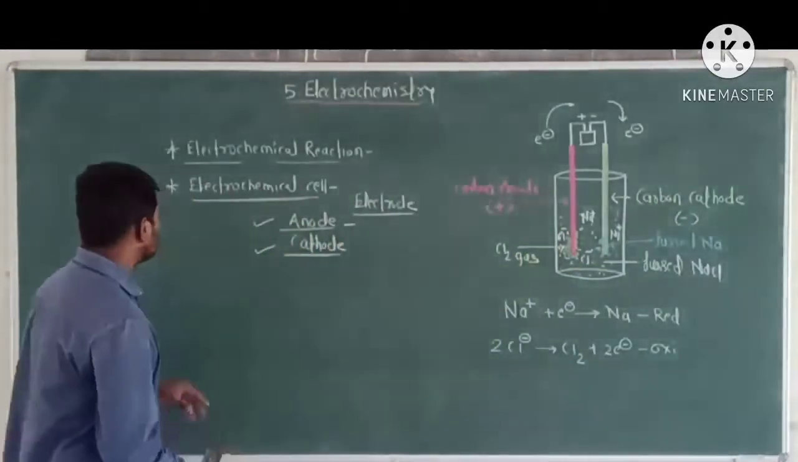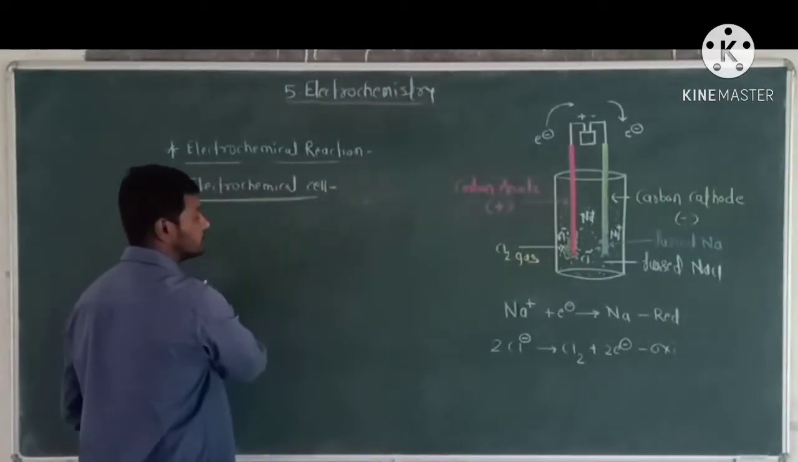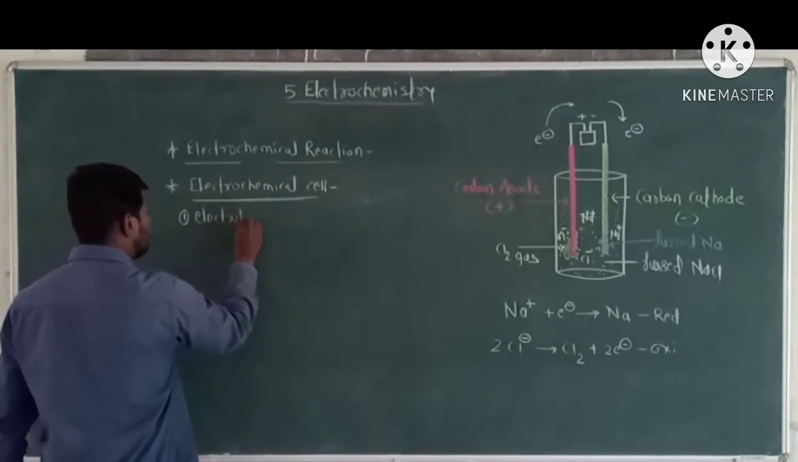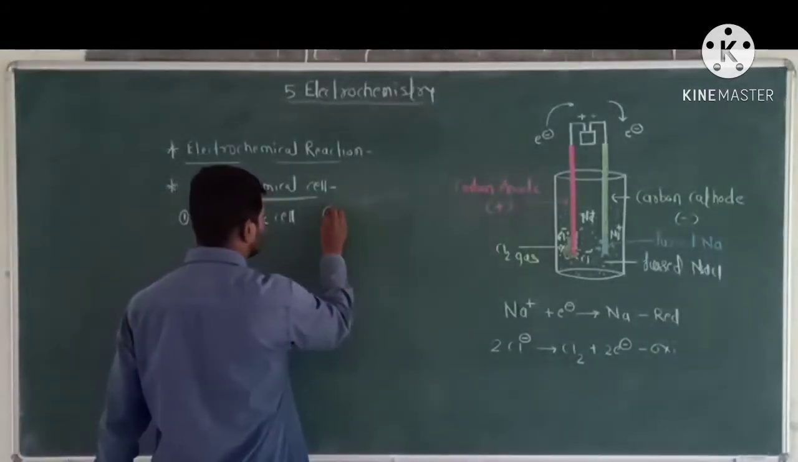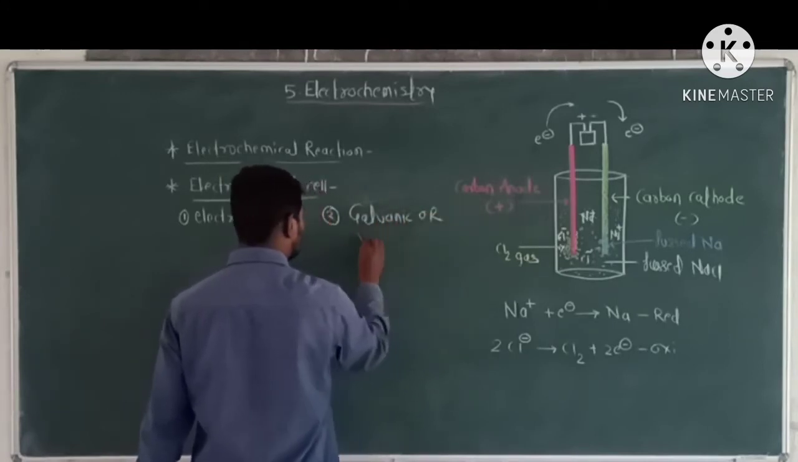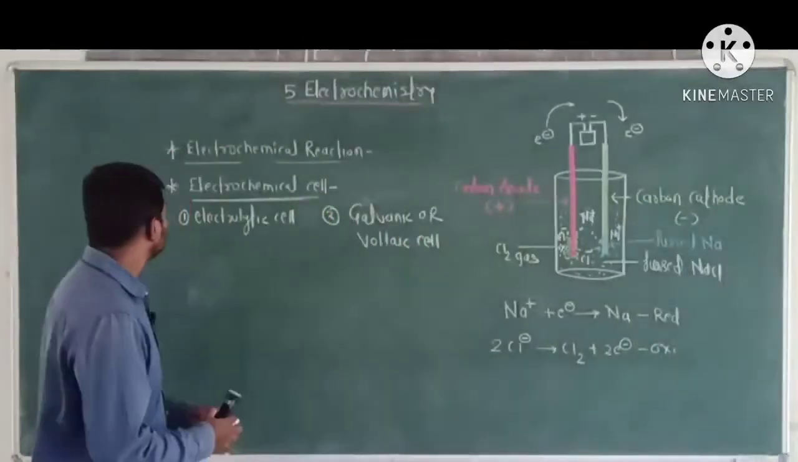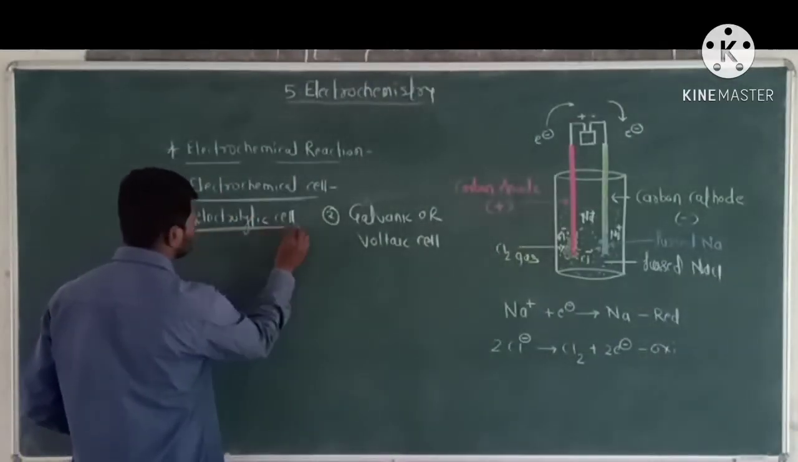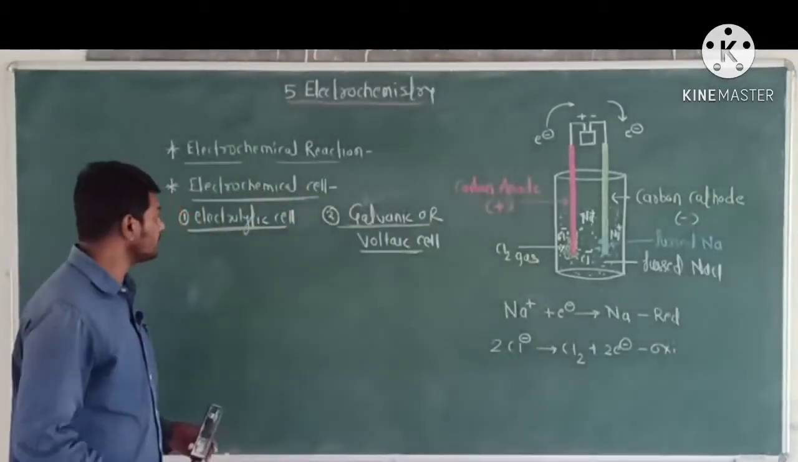Okay. Now, the electrochemical cell has two types. First, electrolytic cell, and second, galvanic cell, which is also called voltaic cell. Okay. Now let's see one by one.